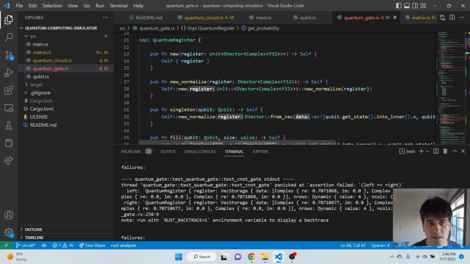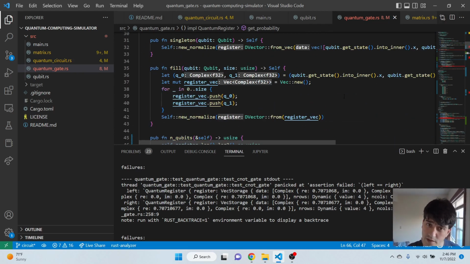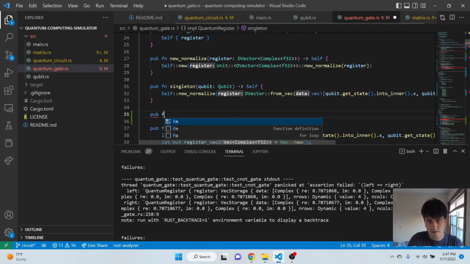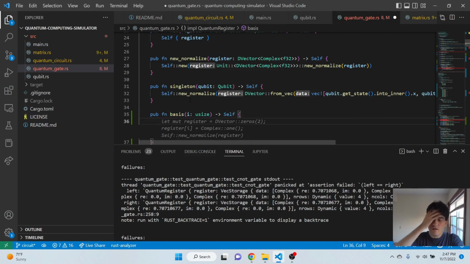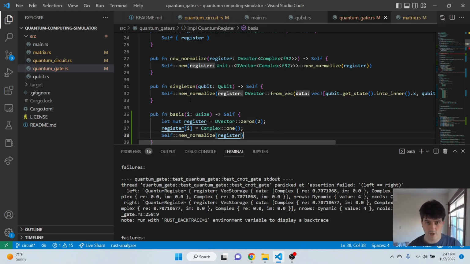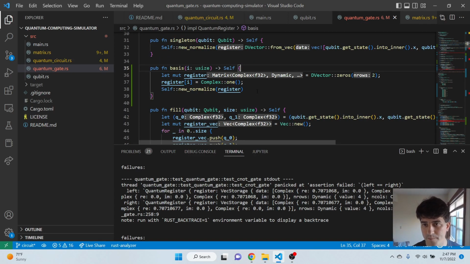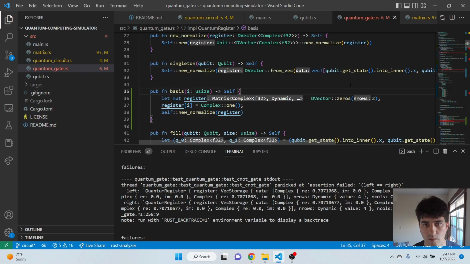All right, and then we need a basis function. Also, our fill function is wrong, right? Function is wrong. So let's do the basis function. And for that, we just populate the ith. Oh, we need n also.